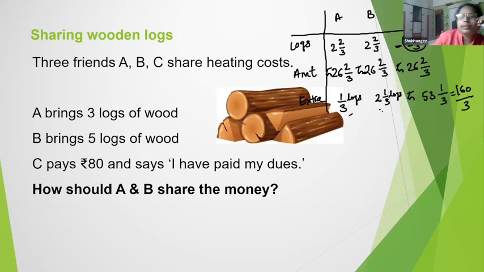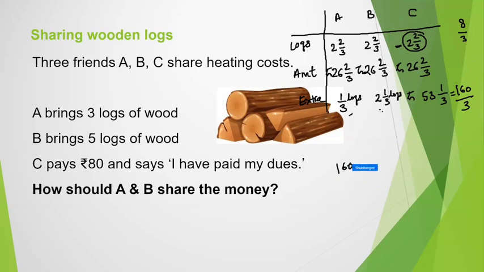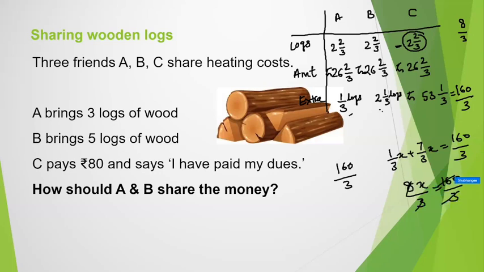Oh, you have to divide 160 by 3. 160 by 3? Yeah. So 160 by 3, you do it in the ratio. So 1/3 x plus 7/3 x is equal to 160 by 3. So the 3 cancels. 8x is equal to 160. x is equal to 20. And now you do the math.